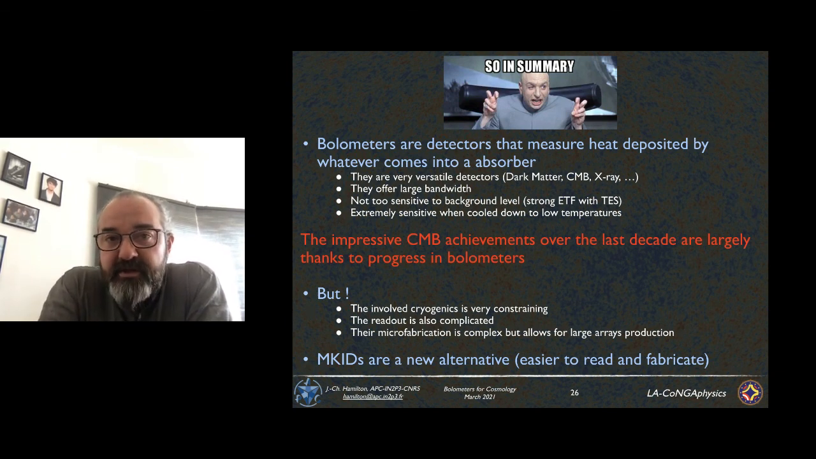And the microfabrication is a complex process, but it allows for large array production, so you can produce many bolometers at a time. So now the ones I described here are not the only ones, and there are some other kinds of designs that I didn't discuss here. And one of the very interesting designs that is now becoming more and more fashionable is MKIDs, microwave kinetic inductance detectors, that are a very interesting new alternative because they offer similar noise properties while being much easier to read out and to fabricate. But I will not describe it here.